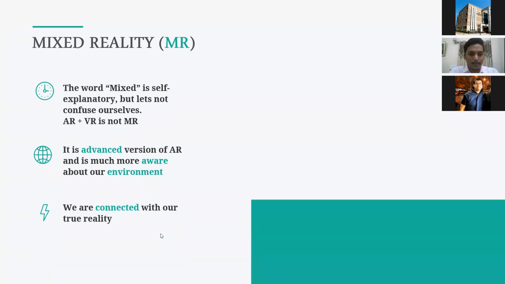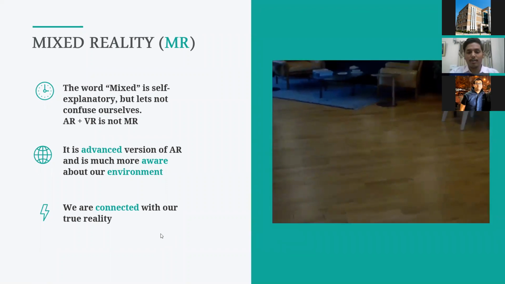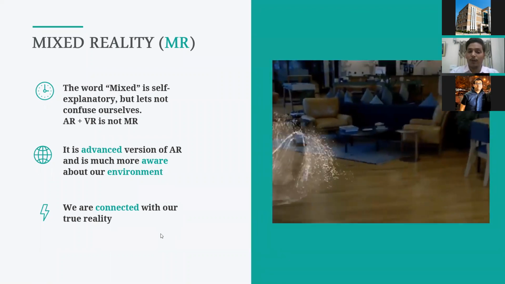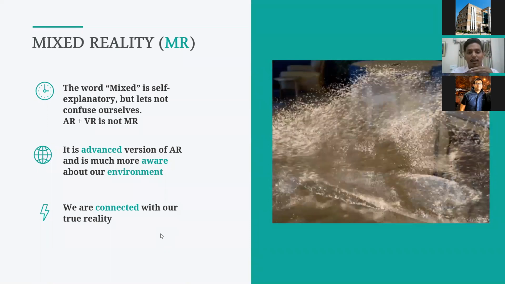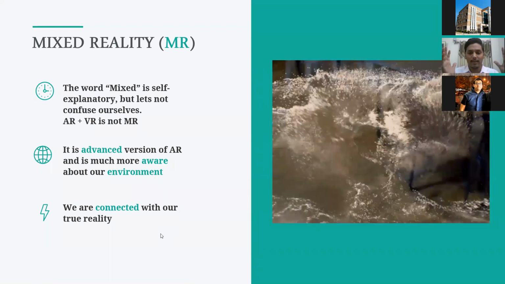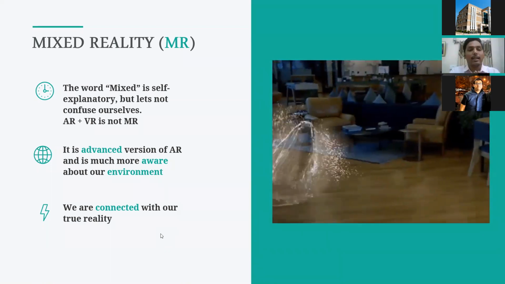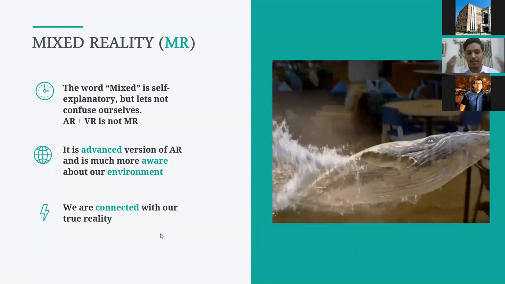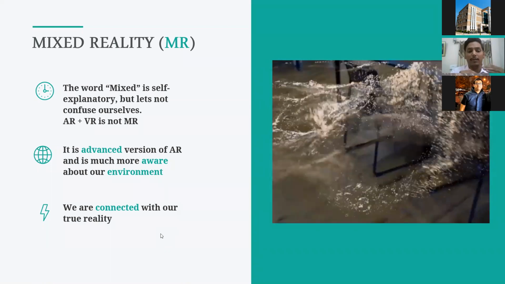Let's take a look. Here the person spawns some 3D content onto his floor, and from inside the floor, a whale jumps and a splash of water appears. This is not possible in AR. Why? Because AR is not aware of our surroundings that much. Mixed reality is aware of the surroundings on a much deeper level.